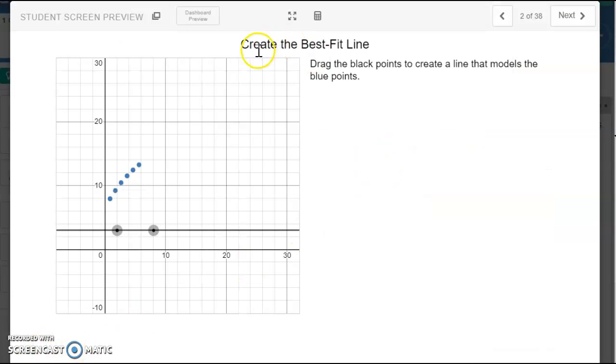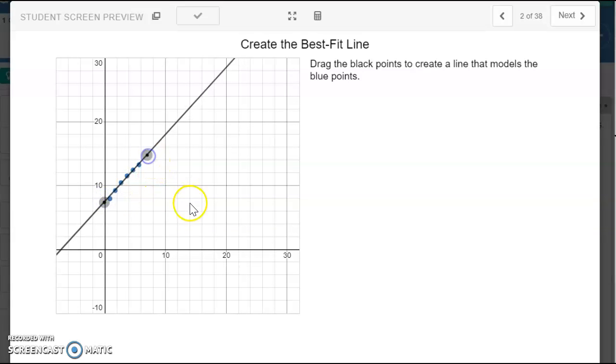Okay, so this one says create the best fit line. Okay, when you had points here, do you remember scatter plots? And you were trying to figure out, okay, what is the line that best fits the points? Okay, so, well, during those times you said, okay, so I can move my black points so that it will approximate the trend. Okay, how does this fit? What do you think? That looks pretty good, but is it really a line?